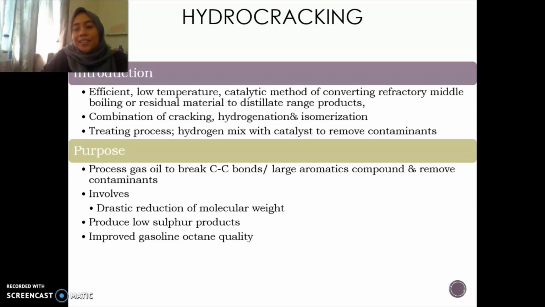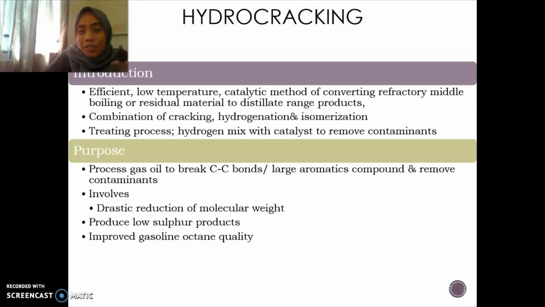And the difference between hydrocracking and catalytic cracking is that hydrocracking is considered a treating process, because the hydrogen will mix with the catalyst and remove contaminants in the crude oil. So examples of contaminants in the crude oil are sulfur, oxygen, nitrogen, and heavy metals.